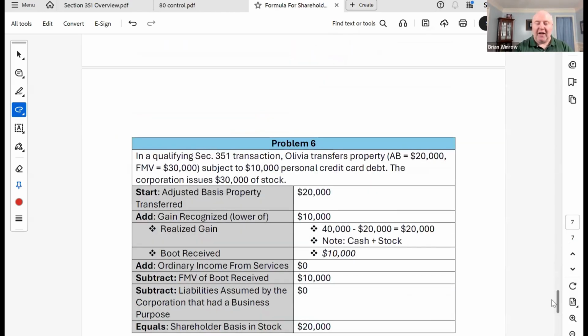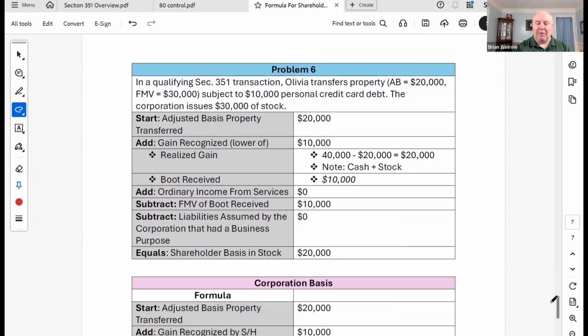All right. I've got one last problem for this recording. We have a Section 351 transaction. Olivia transfers property with an adjusted basis of 20,000 and fair market value of 30,000, subject to a $10,000 personal credit card debt. The corporation issues $30,000 of stock.